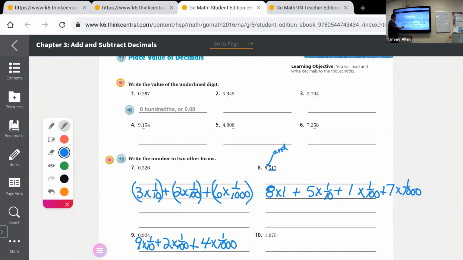And number 10, 1 and 75 thousandths. Hyphen in that 75. 1 and 75 thousandths. 1 times 1 plus 7 times 1/100 plus 5 times 1/1,000. Questions on that? Anybody?